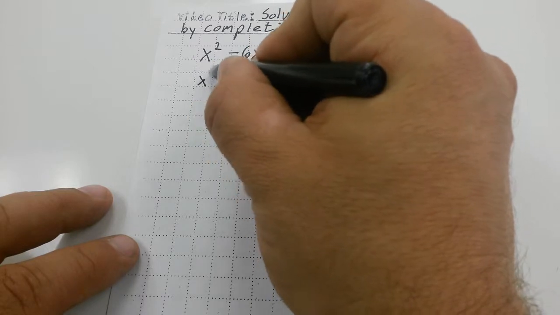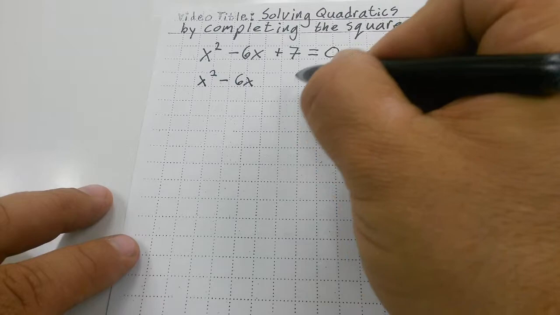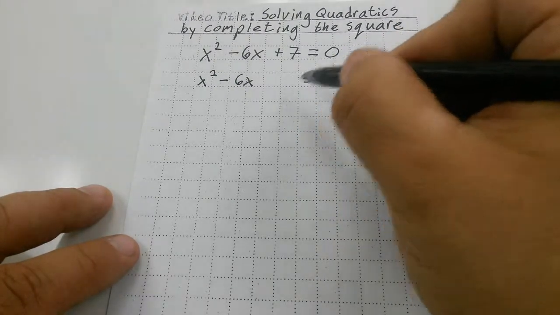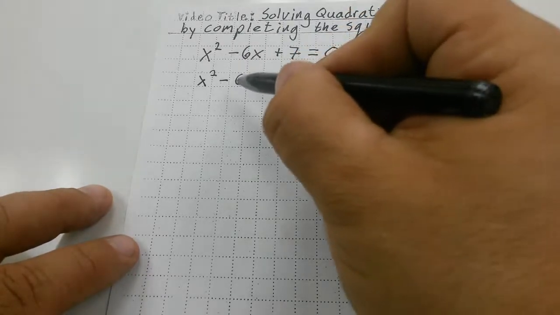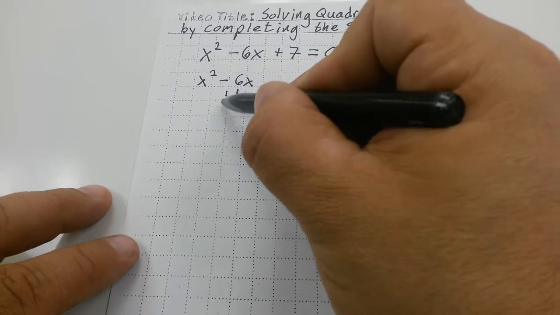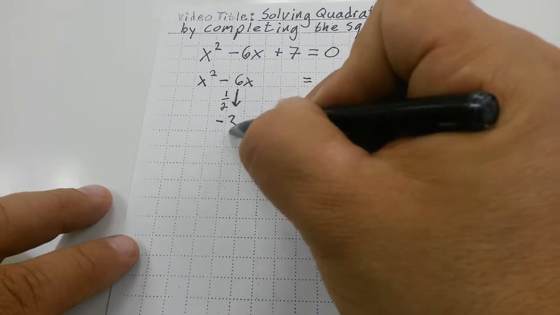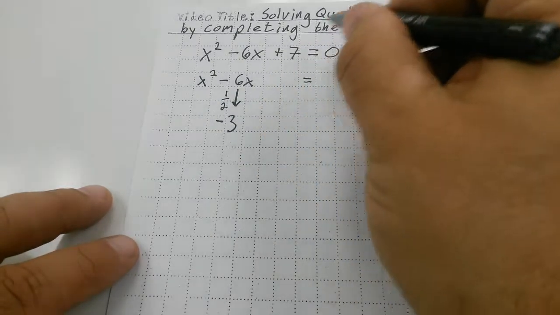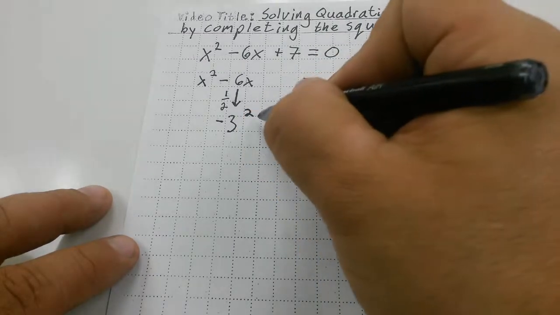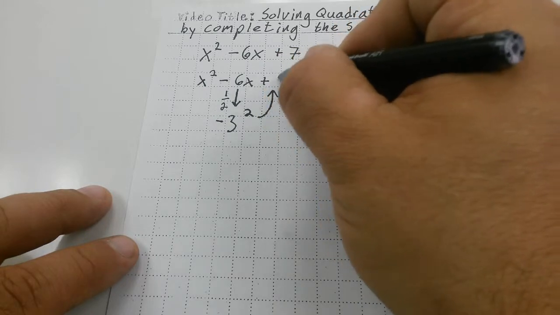So that's going to give me x squared minus 6x. I want to leave a big space, that's going to be convenient, equals negative 7, because I subtracted 7 from both sides. Now, the completing the square process says I have to take half of that middle term. So half of negative 6 is negative 3. Now, because it's completing the square, I need to square that. Negative 3 squared is going to give me a positive 9.